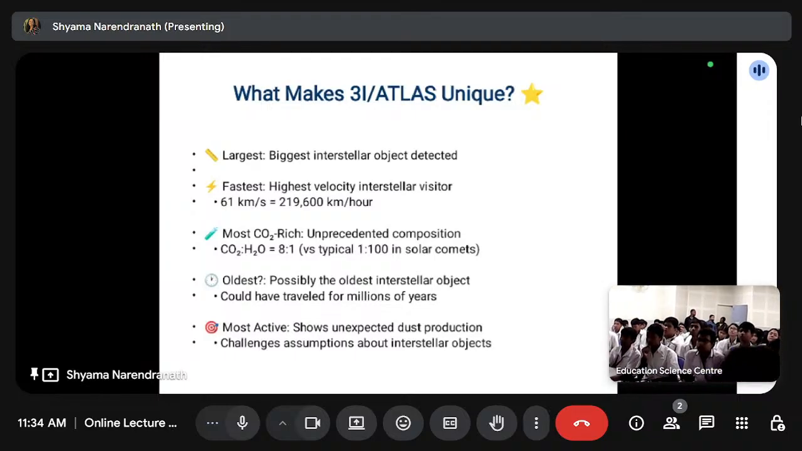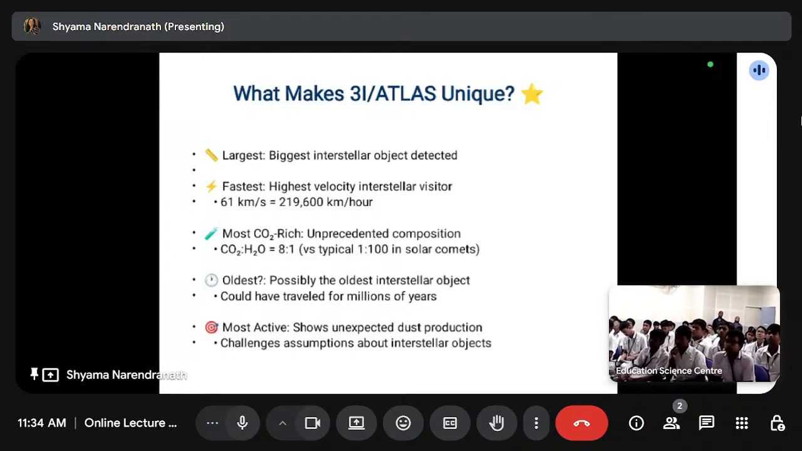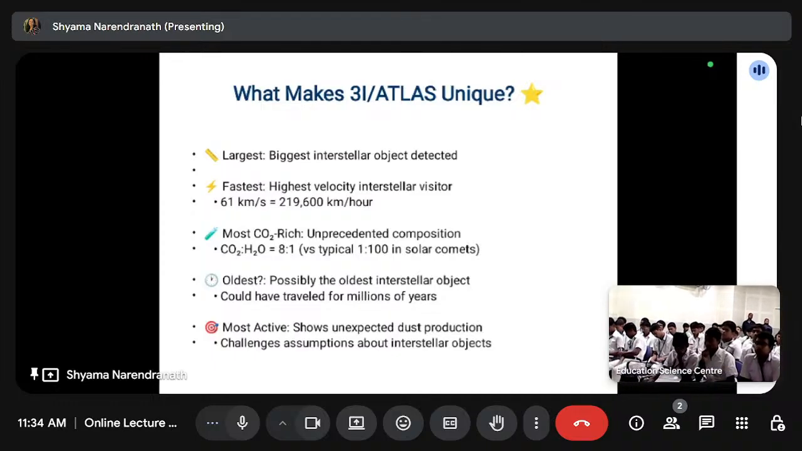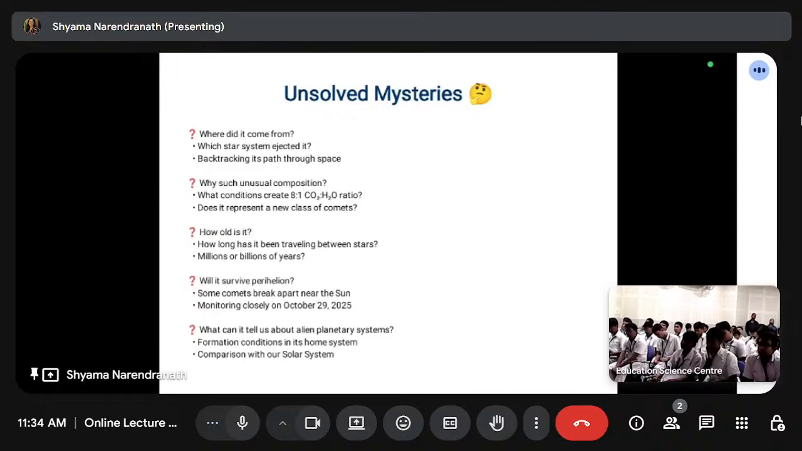It's unique. It's the largest, biggest interstellar object detected. It's the fastest, most CO2 rich, possibly the oldest interstellar object. It has been traveling for a long time. Most active, shows unexpected dust production, and we still don't know. We need answers to a lot of questions. Where did it come from? Which star ejected it? Why such unusual composition? How old is it? Will it survive even when it goes close to the sun? It could break up. What can it tell us about alien planetary systems?